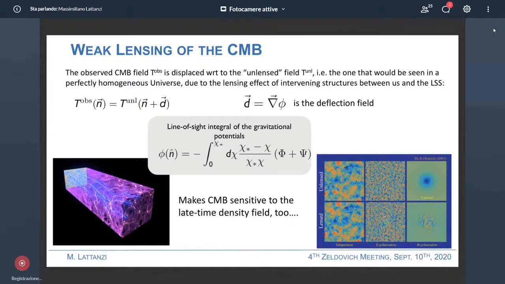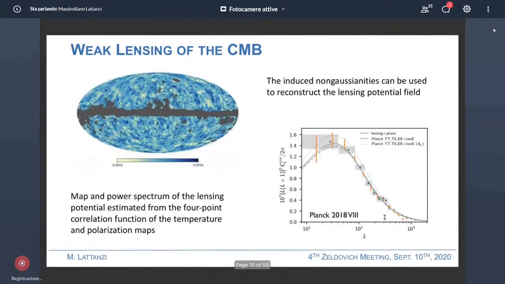So we have a weak lensing of the CMB, and the field that we actually observe is the convolution of the unlensed field and what is called the deflection field, which you can write as the gradient of a potential. And this potential is in turn related to the line of sight integral of the gravitational potential. So this makes the CMB sensitive to the late time density field. This is important because in this way we have a handle from the CMB on the effect that neutrinos have on structure formation.